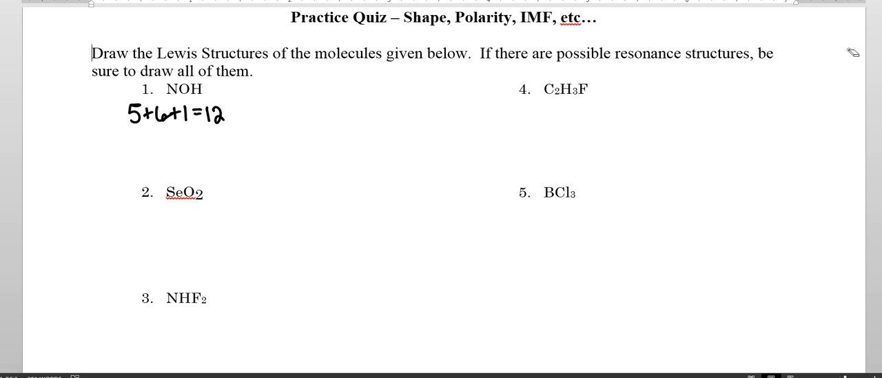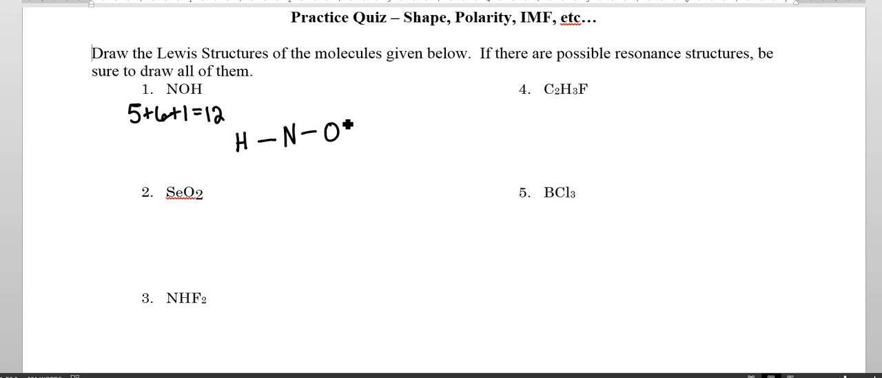Step number 2, you put your least electronegative element that is not hydrogen in the middle. So nitrogen is my least electronegative element. I'm going to put it in the middle. It is further away from fluorine than oxygen is. And then I'm going to connect them with single bonds.